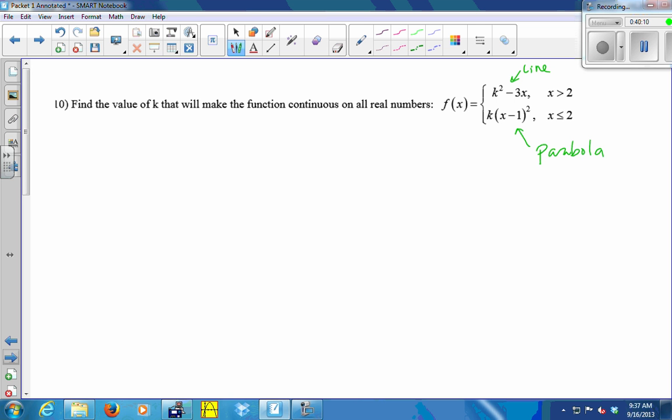I have to make sure that that spot is continuous, because everywhere else, to the right of 2, it's going to be continuous because it's a line. To the left of 2, it's going to be continuous because it's a parabola. I have to make sure that those two, the line and the parabola, meet up. All right, so I need the limit as x approaches 2 of f of x to equal f of 2. I need the limit to exist, and I need it to be the same as the value of the function.